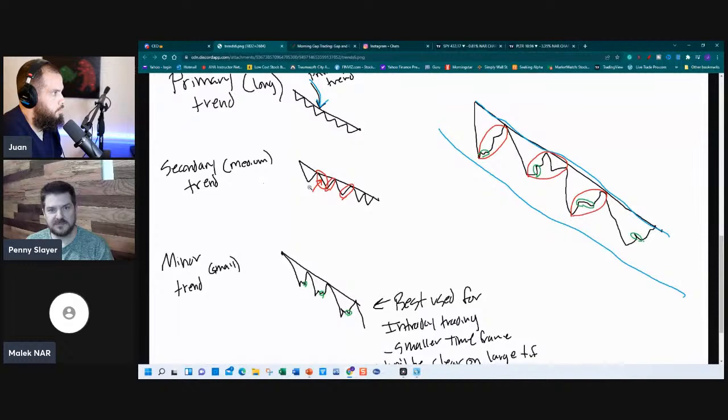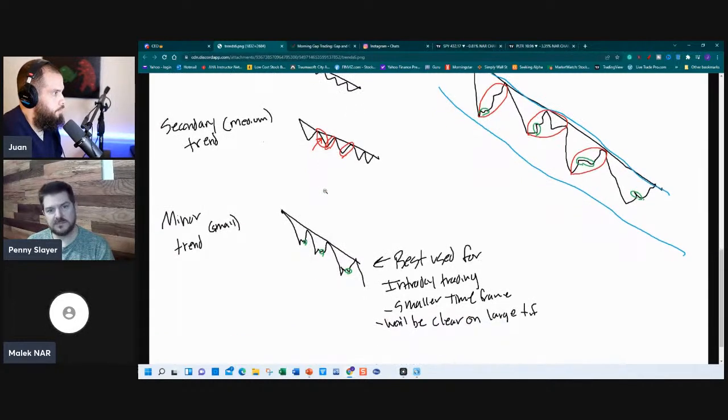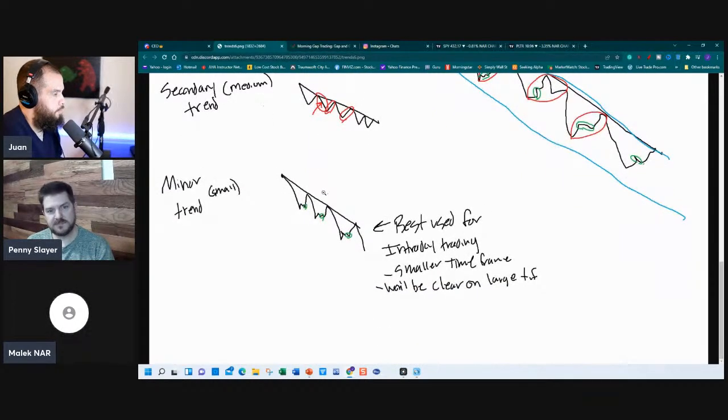It's the trend within the trend, right? So if the trend's a downtrend, the secondary trend is going to be those trends that spike up back to touch before the downtrend, right? And inside of those trends is called the minor trend. And obviously, we don't trade the minor trend on a big time frame.